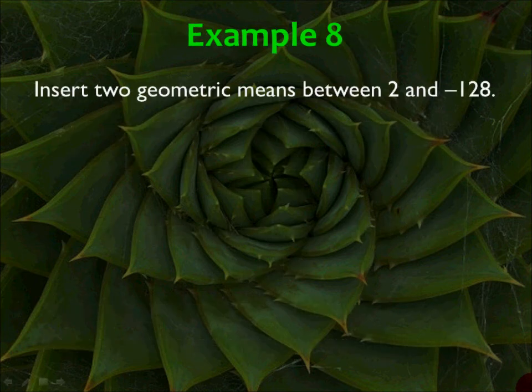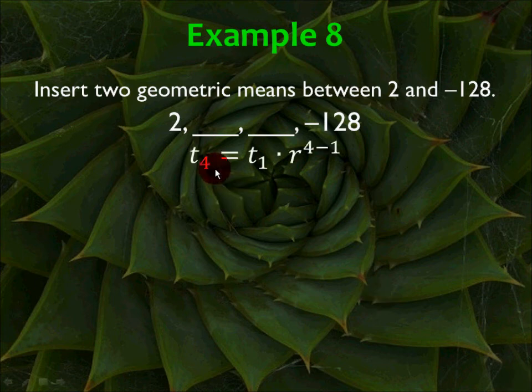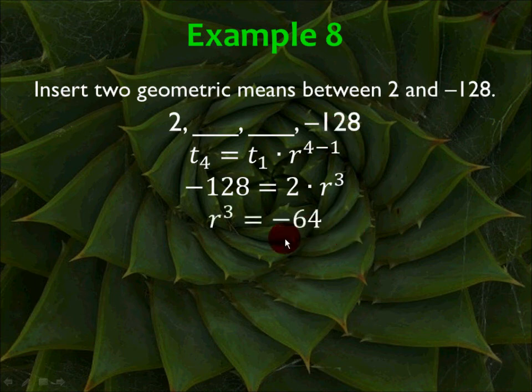Example 8. Insert 2 geometric means between 2 and negative 128. So if you were to write it out as a sequence, you would write it out like this. Now, the way you calculate this is you figure out that t4 is t1 times r to the 4th minus 1. So you will notice that r cubed is going to be negative 128 divided by 2, or negative 64. If you plug in the fourth term, negative 128, the first term 2, and plug in 4 for n, you will see that this is the ratio.